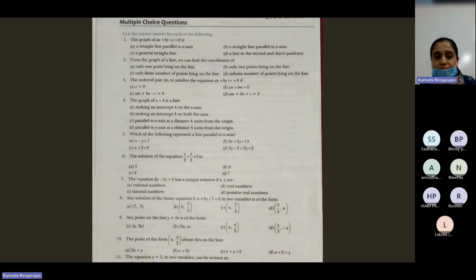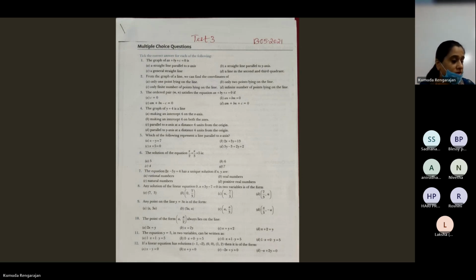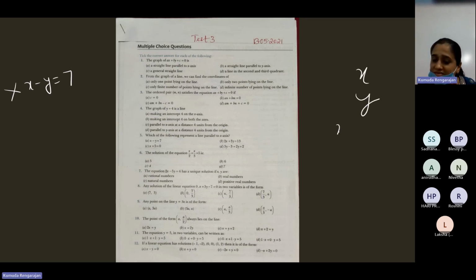So what's the first one? The first one, children, is x minus y is equal to 7. There are both x and y, so this one is not parallel. If it is parallel, there'll only be x or only be y. If both x and y are present, it will not be parallel to the x-axis or y-axis. If you see both the variables x and y, the graph of that line will not be parallel to either of the axes.